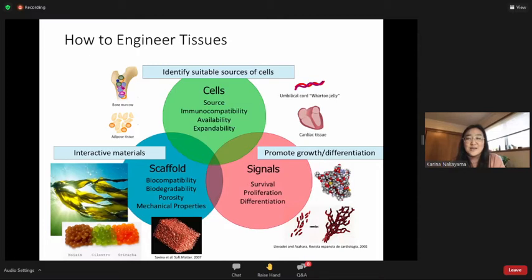And the main heart cell is a cardiomyocyte, and those do not proliferate. And so it's been really tricky in the cardiovascular, cardiac field to engineer enough cardiac tissue to cover a good portion of the heart.